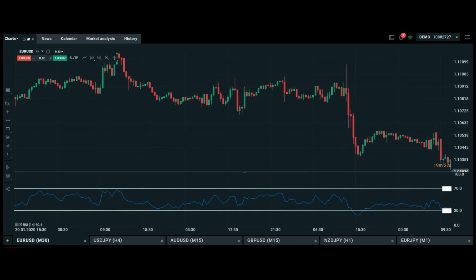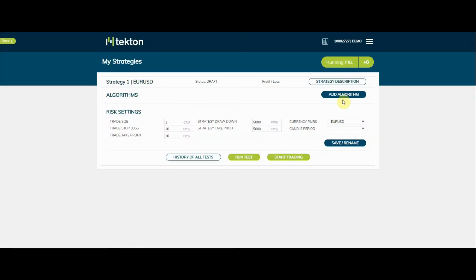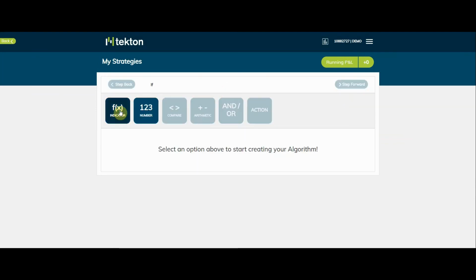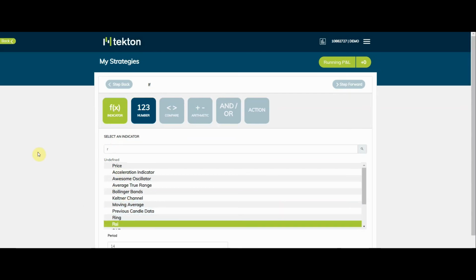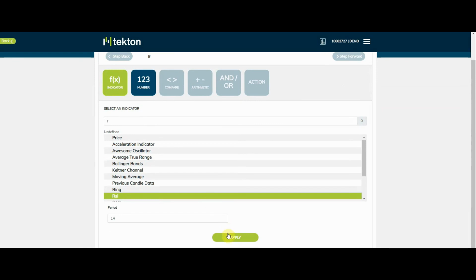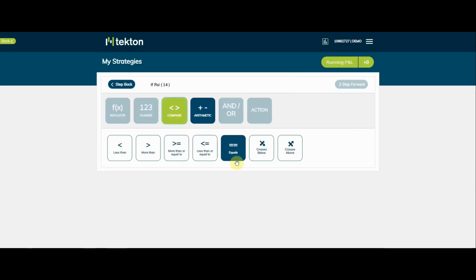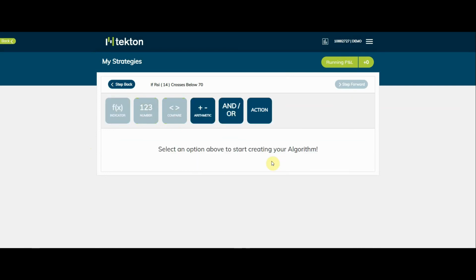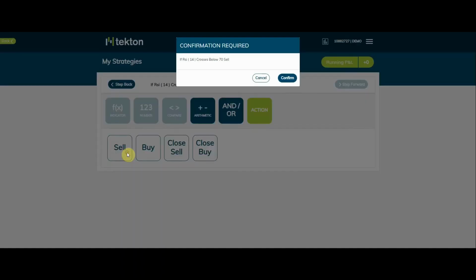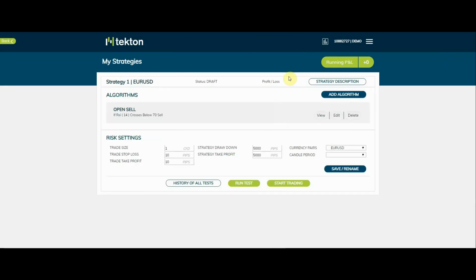Let me show you how we use it on Tekton. Let's say we want to create a strategy using an RSI. So what we can say is when the RSI, so we click it here, RSI, and the standard period is 14, crosses below the number 70. That corresponds with the one we just showed you on the chart, but these numbers can be anything. And the action would be to sell. And that's created the algorithm.